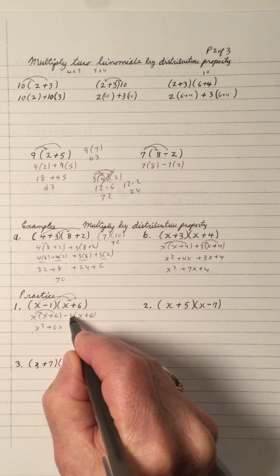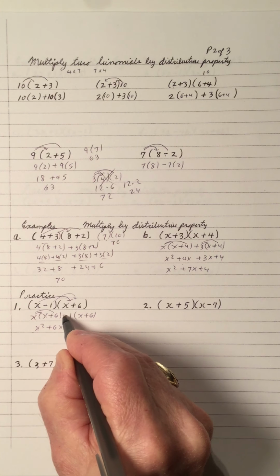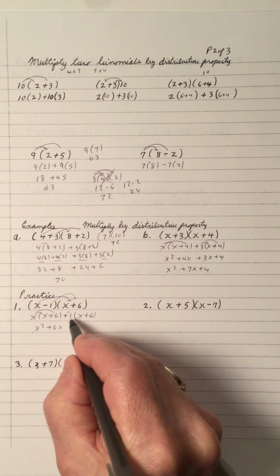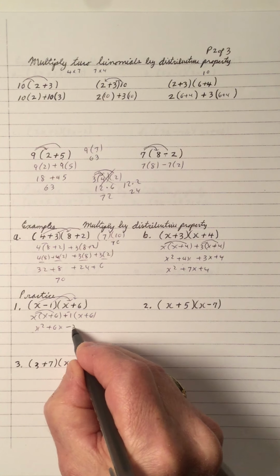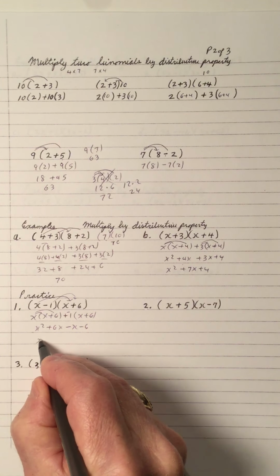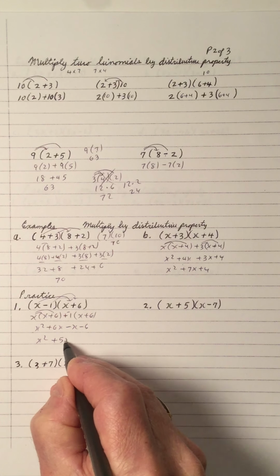Notice a negative 1. You could go plus negative if you want. See, it makes no difference. Subtract 1 or plus negative. So there's negative 1 times x, negative x. Negative 1 times 6 is negative 6. And group like terms, plus 5.